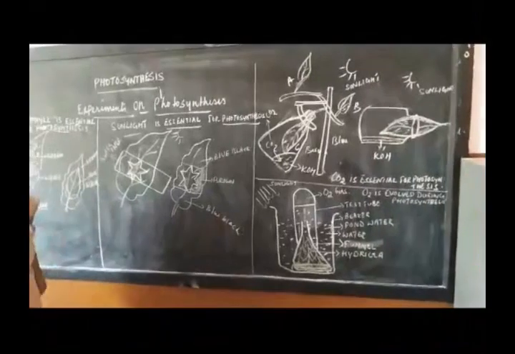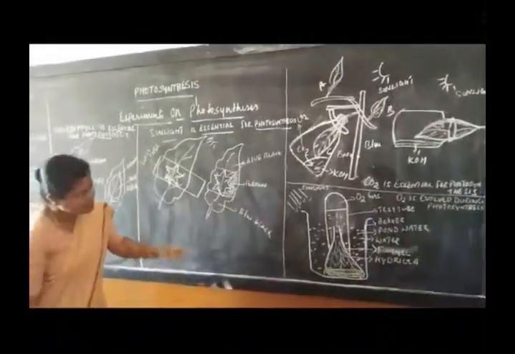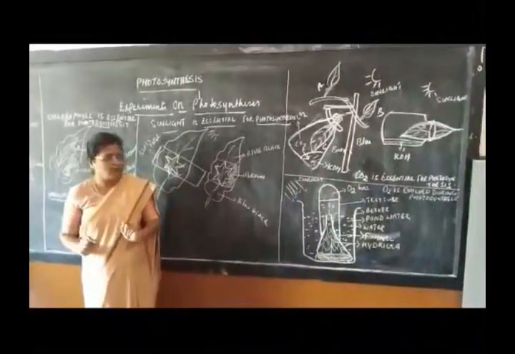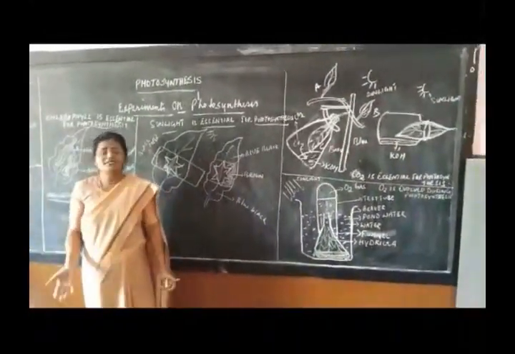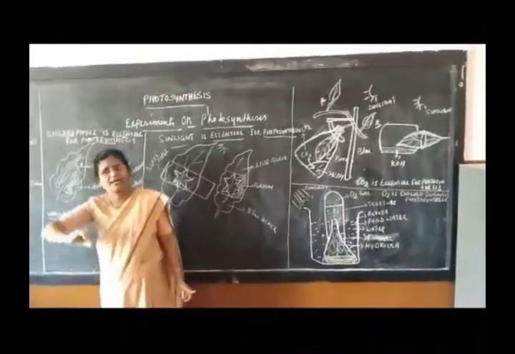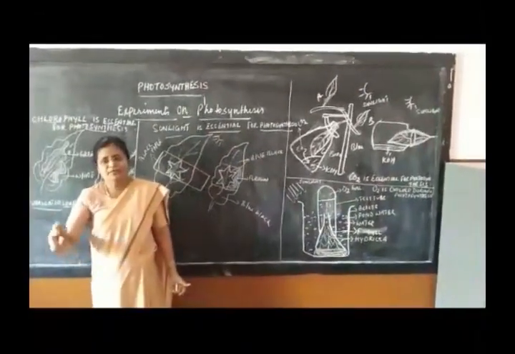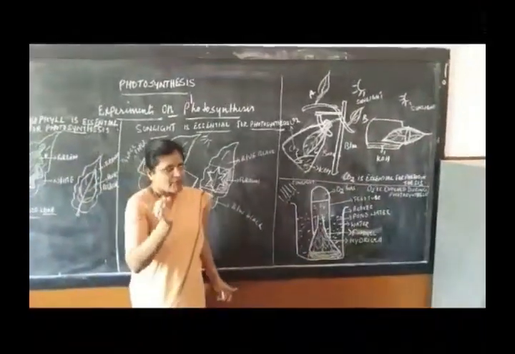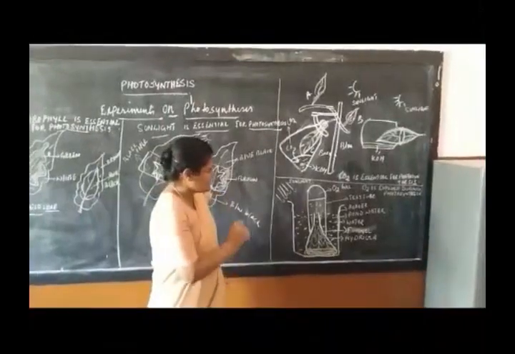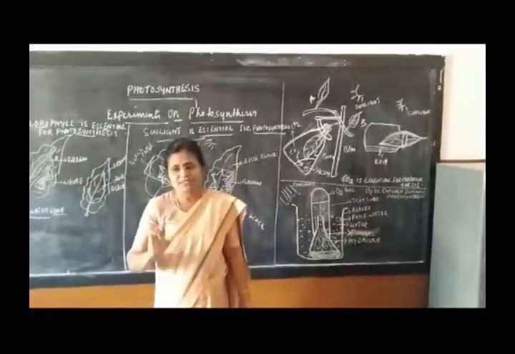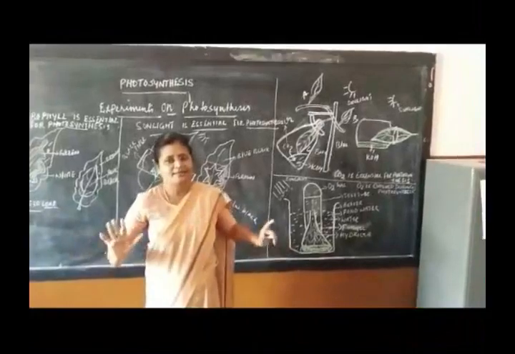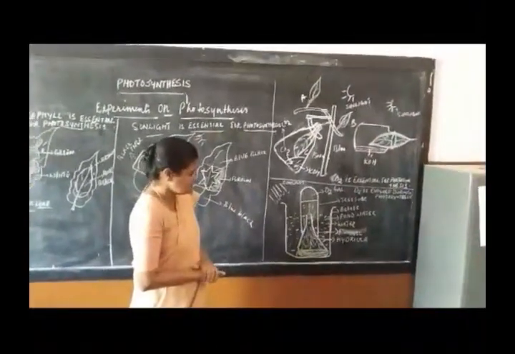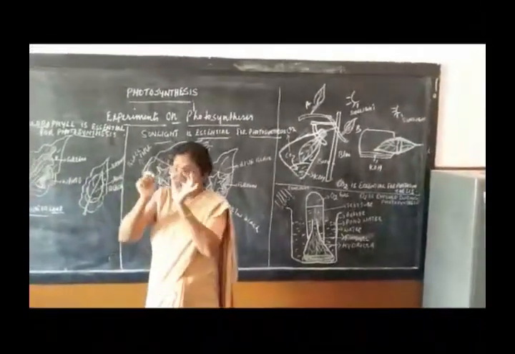Now that's about the experiment on carbon dioxide being essential for photosynthesis, and the fourth one is to prove that oxygen is evolved during photosynthesis. We have always learned that during photosynthesis the plant takes in carbon dioxide and gives out oxygen. So now we have to prove that the gas formed during photosynthesis is oxygen, not any other gas. For that, we take a beaker containing water, and we also take the hydrilla.